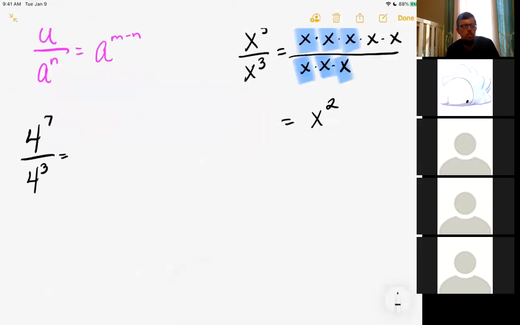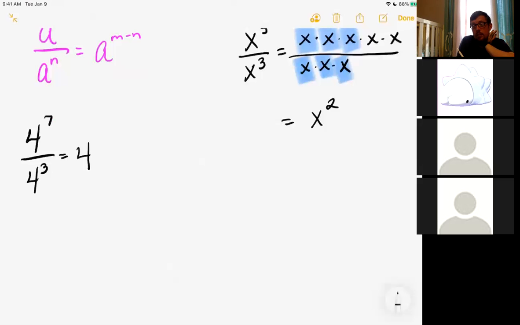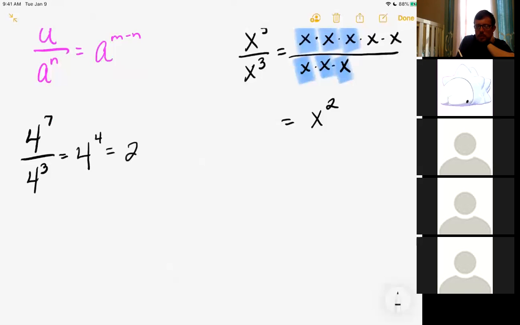So what's the answer to this one? Four to the fourth. That one's not terribly obnoxious to multiply out. 16 times 16, 256. That's not bad.